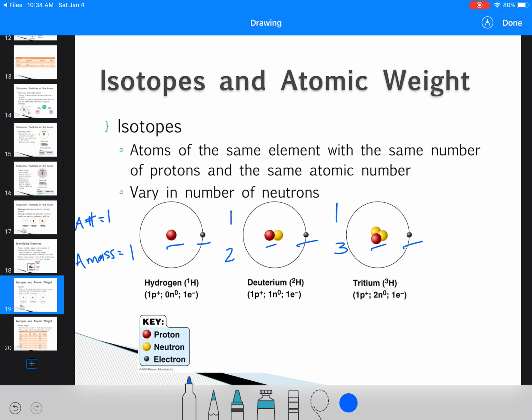Okay, so hopefully this helps clear up a little bit for you the difference between ions and isotopes. If you have any questions, please let me know.